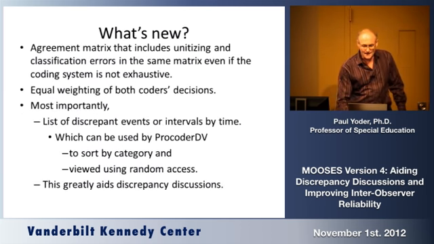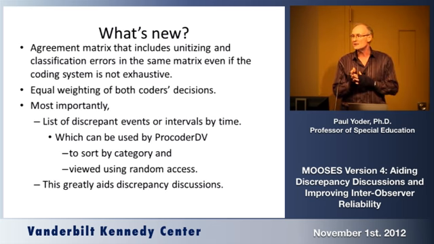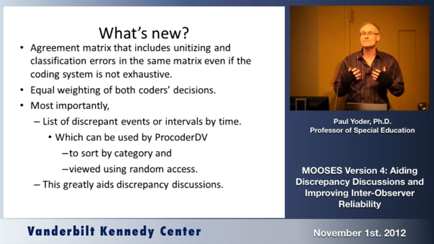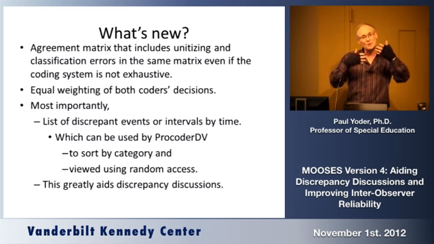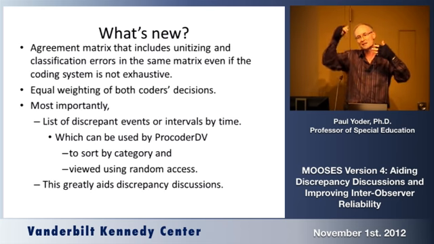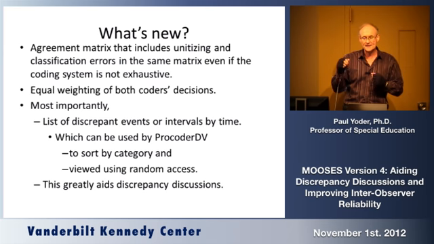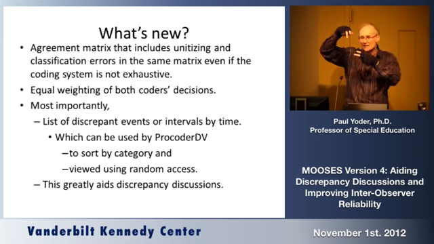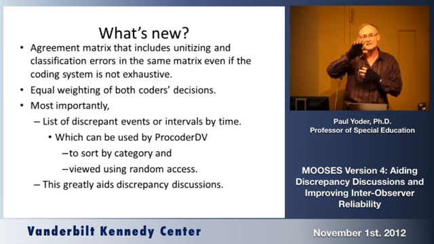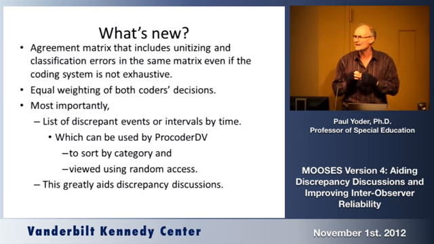All right, so one of the things that's new about the new MOOSES is it enables a better way to look at what we'll call the agreement matrix, which is the points on which these two coders agree. And then it allows us to look at both of these kinds of errors that happen when you look at agreement matrices, unitizing errors as well as classification errors within the same matrix, and you'll see how useful that is. It's really important to do this, and it's very helpful.